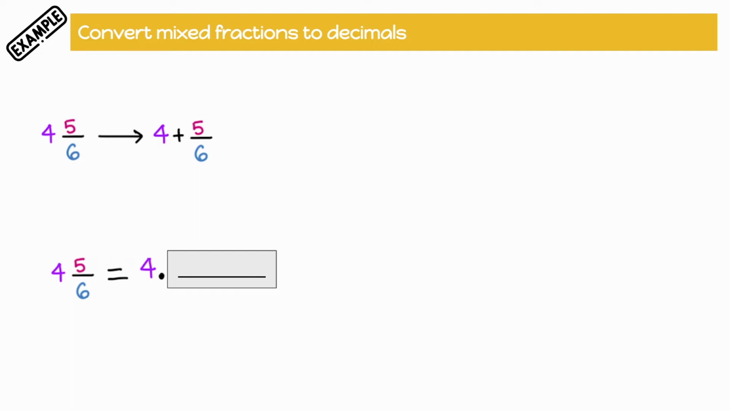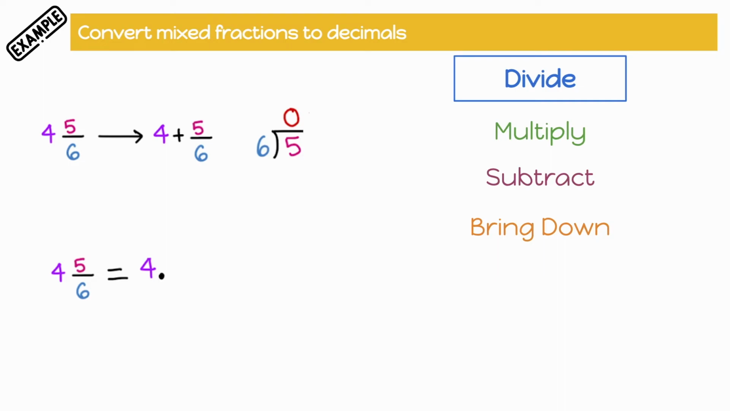To figure out what goes for the decimal part, we just need to figure out what the fraction is. We just need to figure out what 5 over 6 is as a decimal. So let's set that up with 5 underneath and 6 on the outside. And then just go through our process of divide, multiply, subtract, bring down for our long division. So how many times does 6 fit into 5? 0 times. So that was our division.